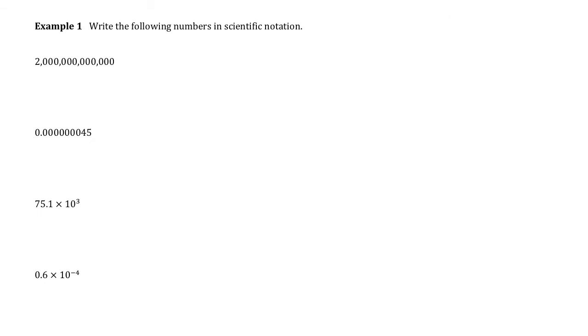In this example, I want to take the following numbers and write them in scientific notation. Let's start with this very first one here. It's in decimal form, and we need to figure out two things. What is a, and what is n?